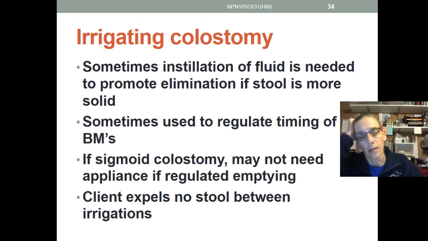GI system, as to what it's called, number one, and how we need to handle it. If they have a sigmoid colostomy, they don't necessarily require an appliance if they can regulate the emptying and they expel no stool between irrigations.